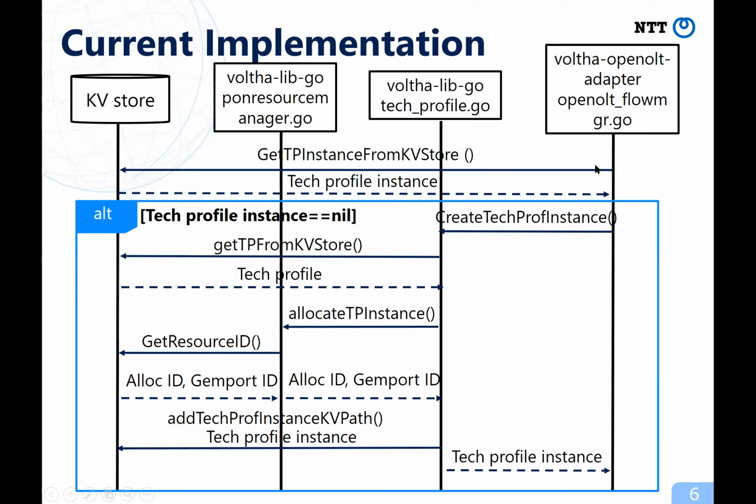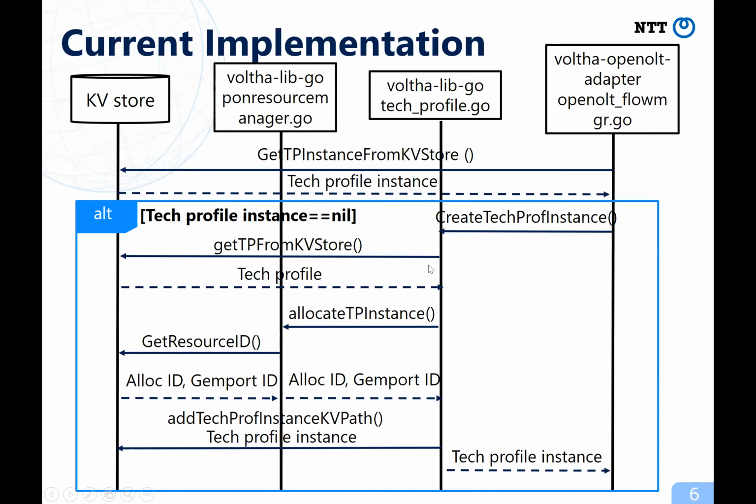OpenOLT invokes get TP instance from the KV store, and the tech profile instance comes back from the KV store. If there is no tech profile in the KV store, a new tech profile instance will be created. OpenOLT invokes create tech profile instance, which returns a tech profile instance, and techprofile.go starts to create the tech profile instance.